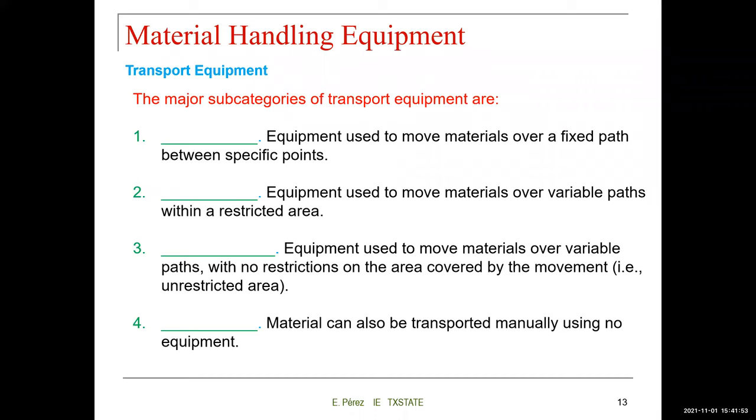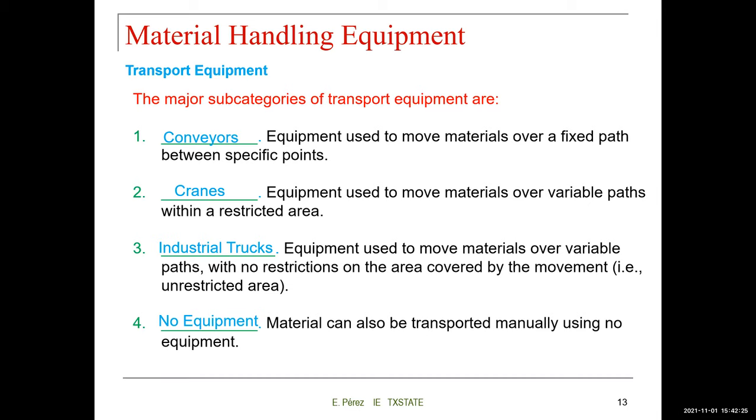So the major subcategories of transport equipment are these four. We talked about them before the second exam, but let's talk about them again, just for a quick review. We have four: the conveyors, the cranes, the industrial trucks, or no equipment at all. So the idea is that you, again, understand what the differences are and when to use each one of those. And so if you have a specific situation, you can identify the right material handling equipment to use.